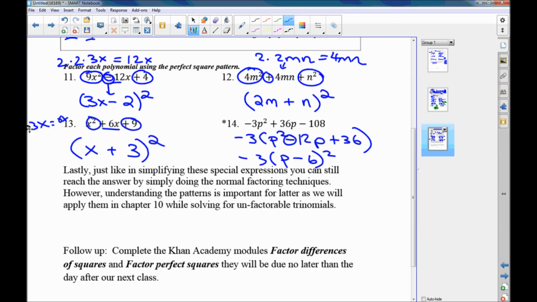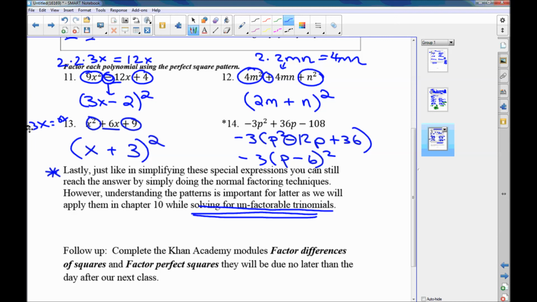All right, so one more quick thing. Lastly, just like simplifying these special expressions, you can still reach the answer by simply doing the normal factoring techniques. However, understanding this pattern is important for later, as we will apply them in chapter 10 while solving unfactorable trinomials. So we're going to use this pattern to help us solve things that aren't factorable later on. So it's really worthwhile to learn them. It will come back in chapter 10 to help you a lot. So spend some time on it.